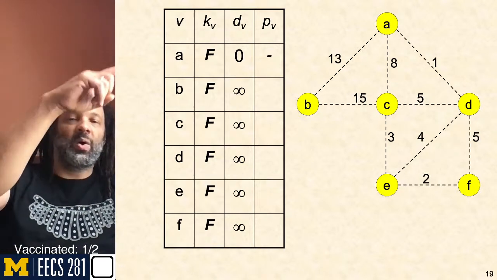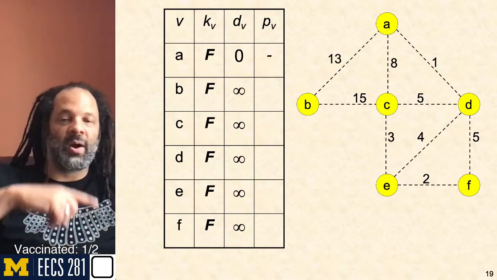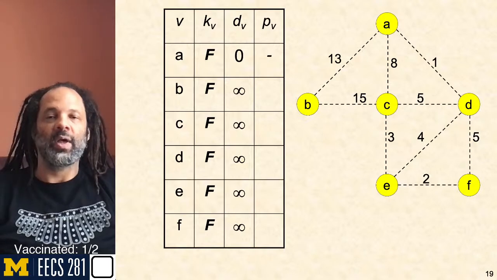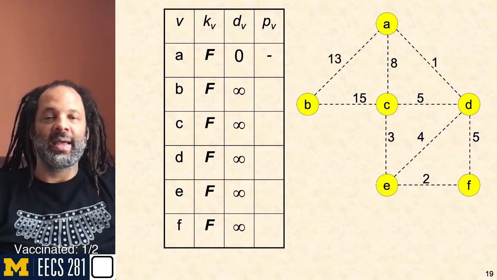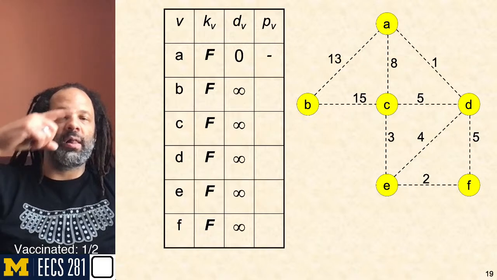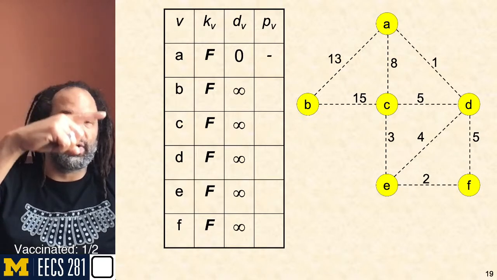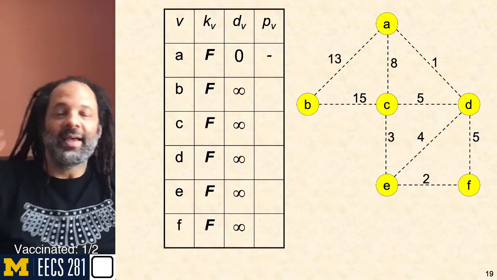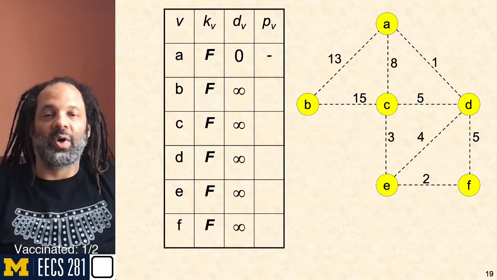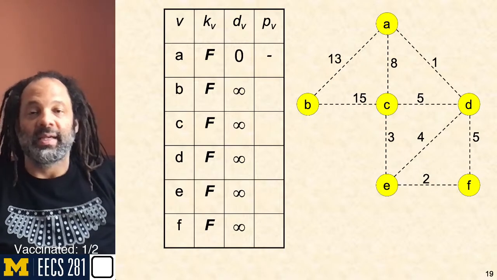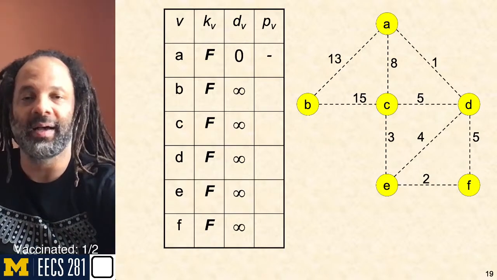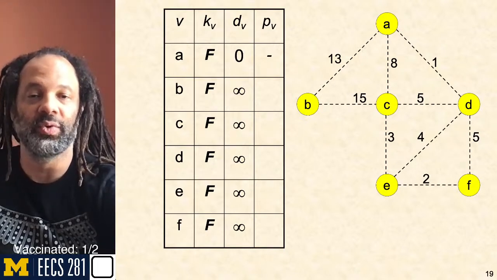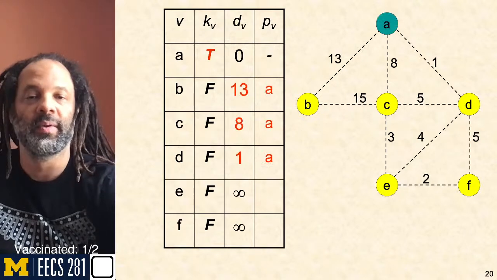My main loop is going to go these 6 times, trying to mark each one of these things true once through, right? So the first thing I do in my big loop is I go through all of the falses and find the one with the shortest distance. Bing, bing, bing, bing. Yeah, it's that one. It's A. So step 2 is let's mark K sub A equal to true.